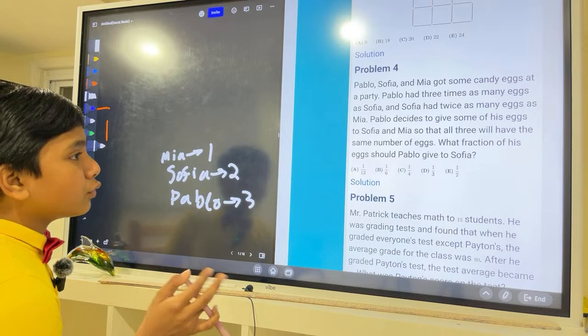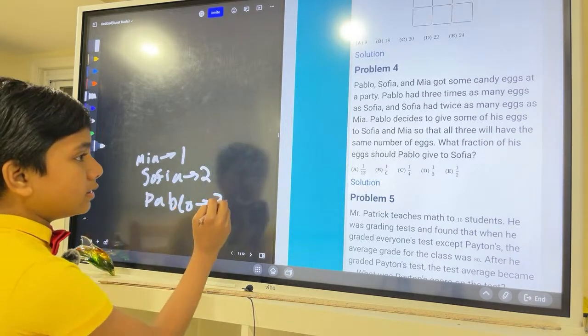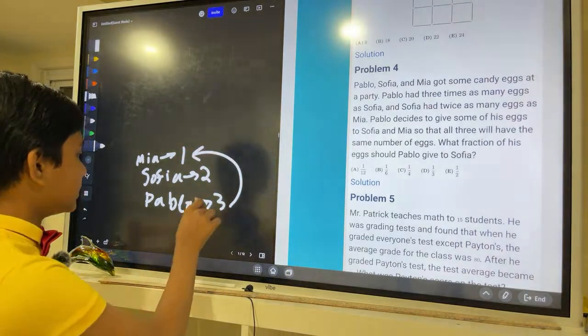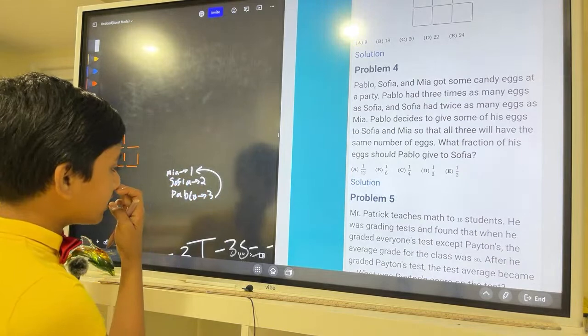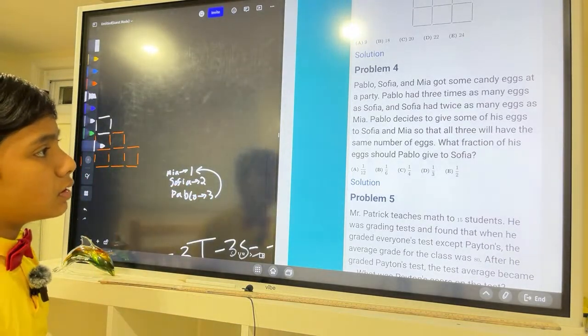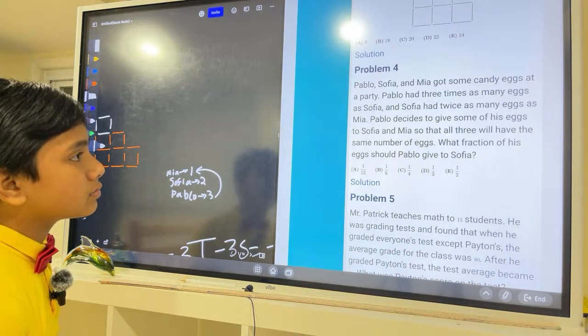Pablo decides to give away some of his eggs to Sophia and Mia. So, he doesn't have to give anything to Sophia in this situation, actually. He only needs to give 1 egg to Mia, so they all have 2, 2, 2. But I guess that's not the situation we're looking for here.